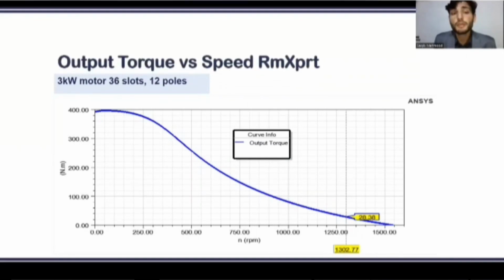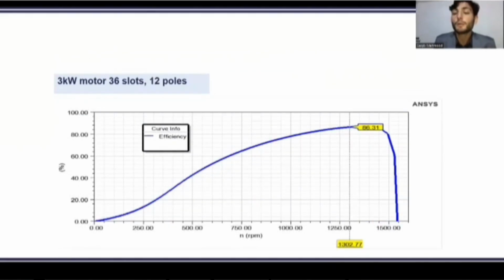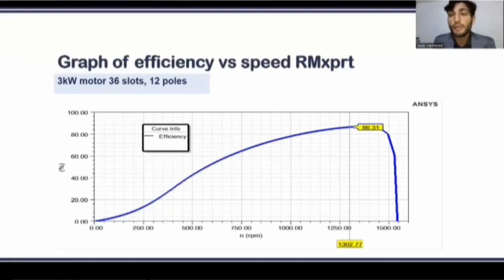So this is the torque versus speed graph for the 36 slot 12 pole motor. As we kept the rated speed at 1500 RPM, it gave us 28.38 Newton meter torque at 1302 RPM. So both the values of speed and torque are good. So this model can be considered for the hardware design, and we did so, which we will discuss further in this PPT. And at 1302 RPM it gave us 86% efficiency. So this model was the most efficient of all the models, and we go forward with the hardware design of this model.